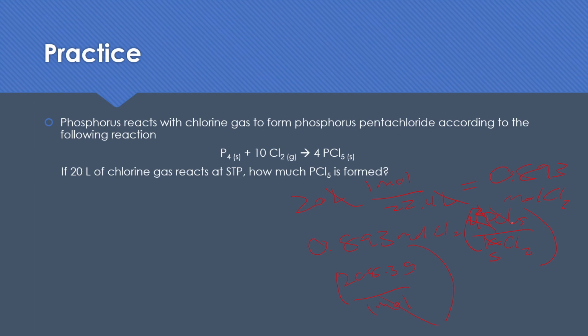Moles of PCl5 will cancel, and you get grams of PCl5, so you do 0.893 times 2 times 208.3 divided by 5. You get 74.4 grams of PCl5.